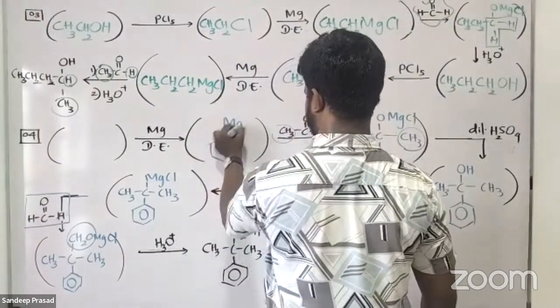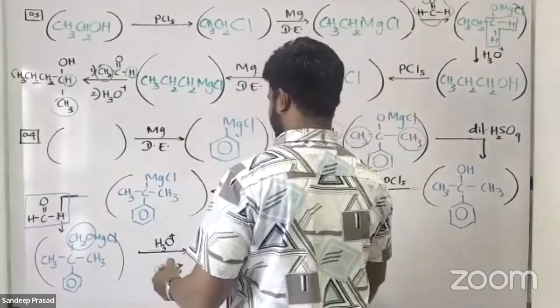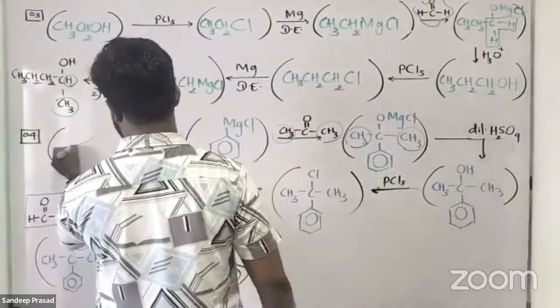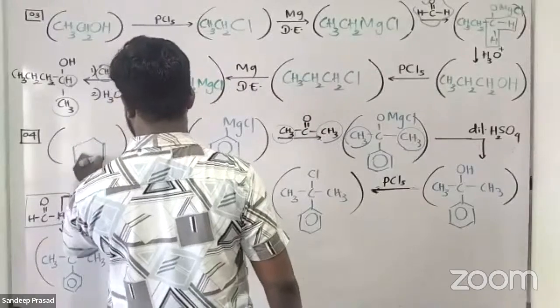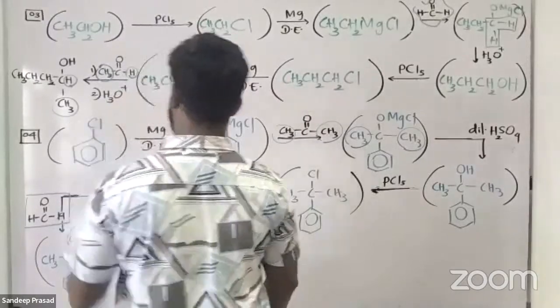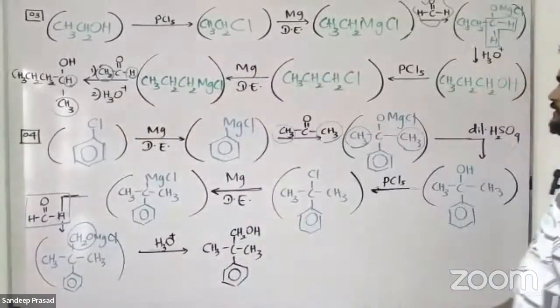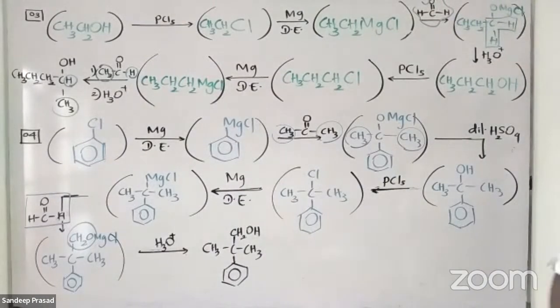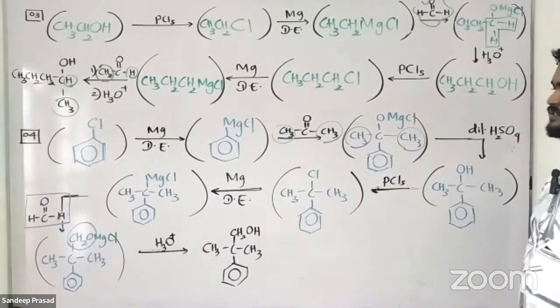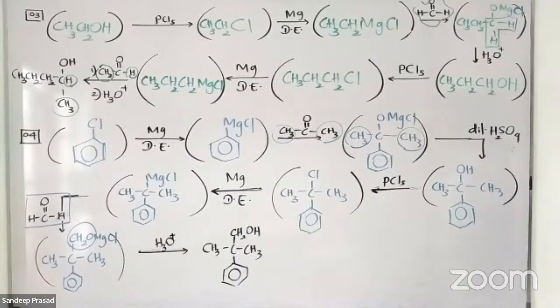MgCl. After adding magnesium and ether, it has formed a Grignard reagent. Then the previous compound is chlorobenzene. Actually, we started from chlorobenzene, but look at the final product we got. A chain of reactions, right? You have to practice these things. Without practicing these reactions, suddenly you won't be able to do the conversions. First of all, practice these things.